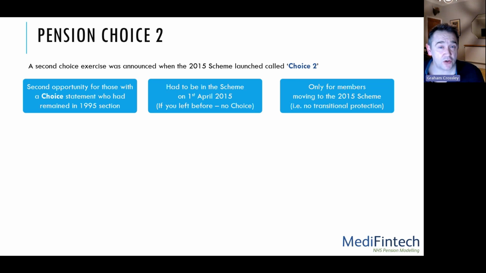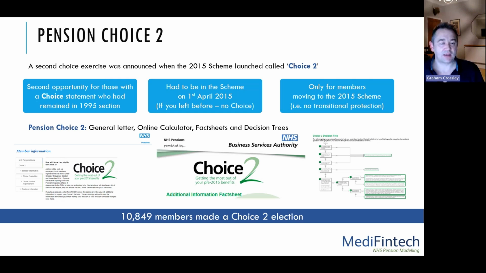Now, for the Pension Choice 2 exercise, unfortunately, they gave you a little bit less information. So you had a general letter, there was a good online calculator, a whole bunch of fact sheets and decision trees. But bearing in mind, Pension Choice 1 wasn't that long ago, and you had that personalised statement. So you had a good idea on Pension Choice 2 as to what was likely to be a good outcome for you. And 10,849 of you actually did make this Pension Choice 2 election and moved those benefits from the 1995 scheme into the 2008 section.